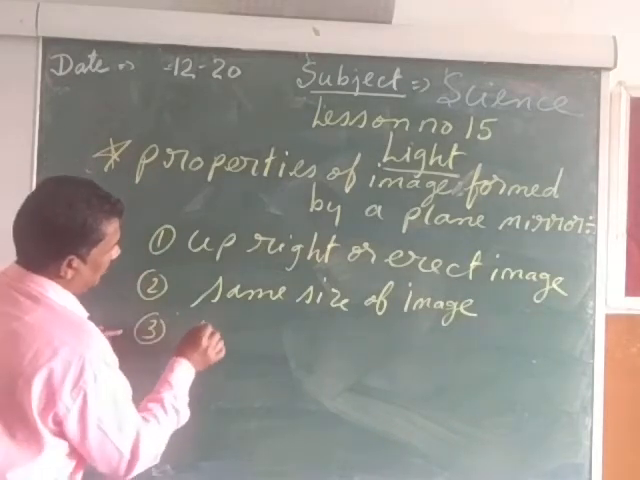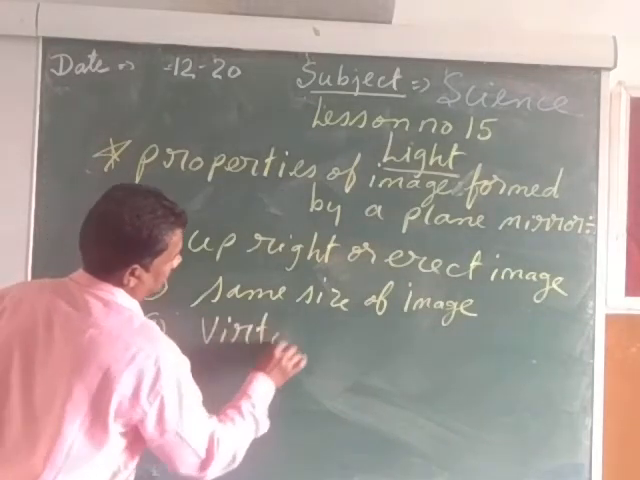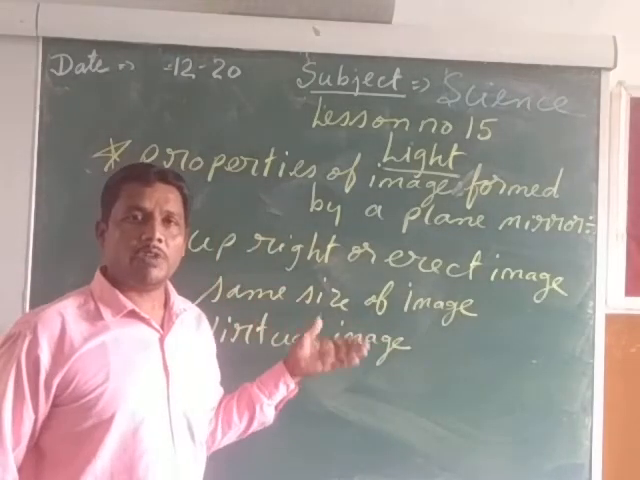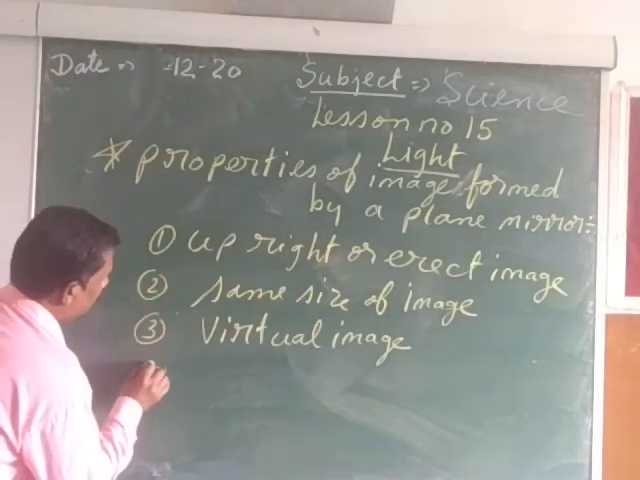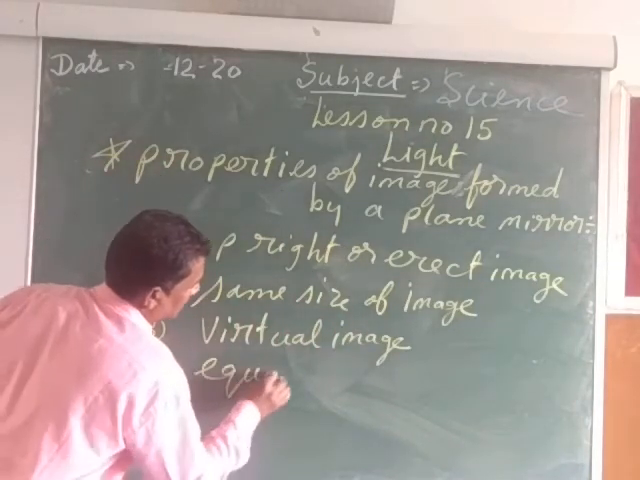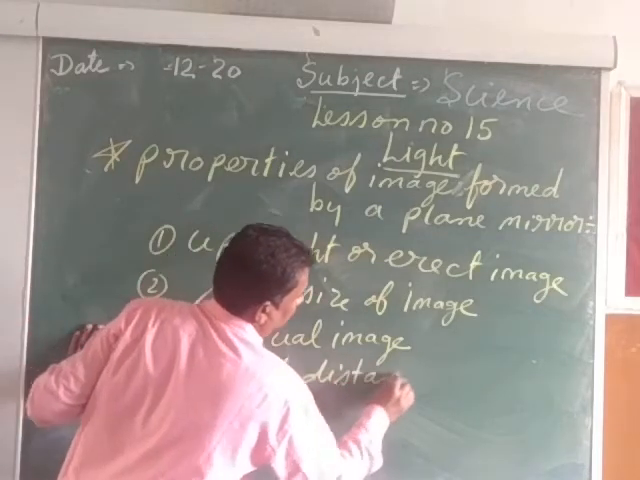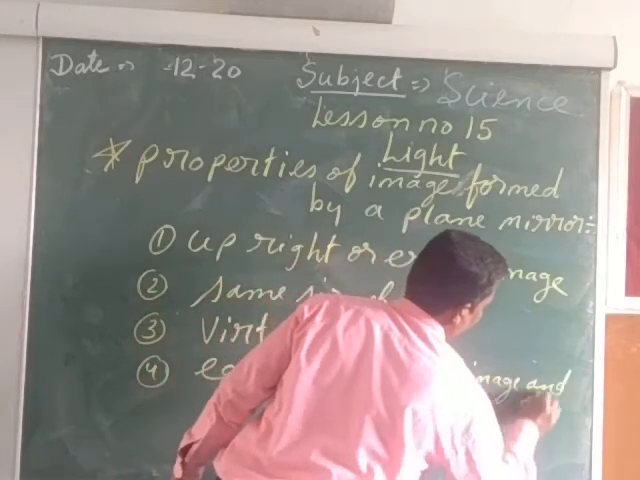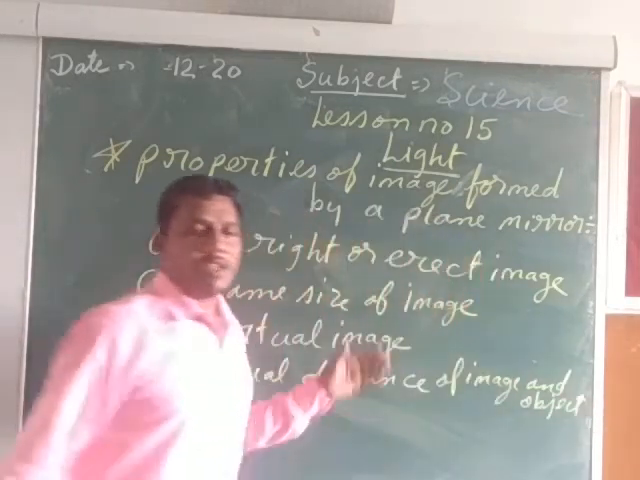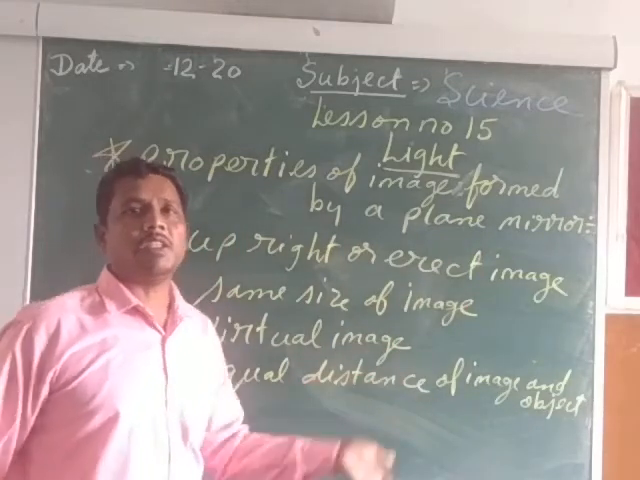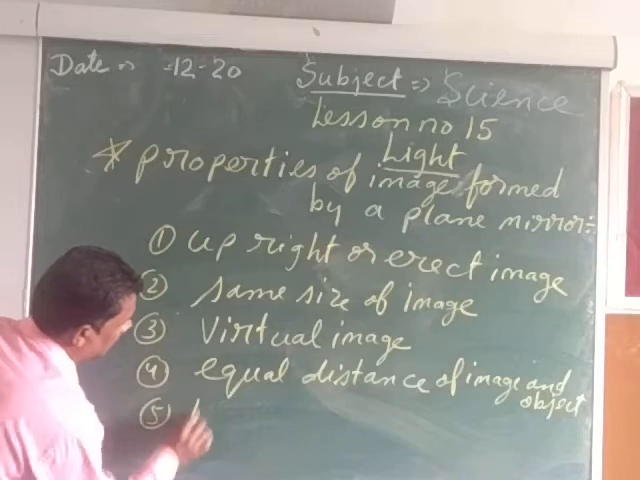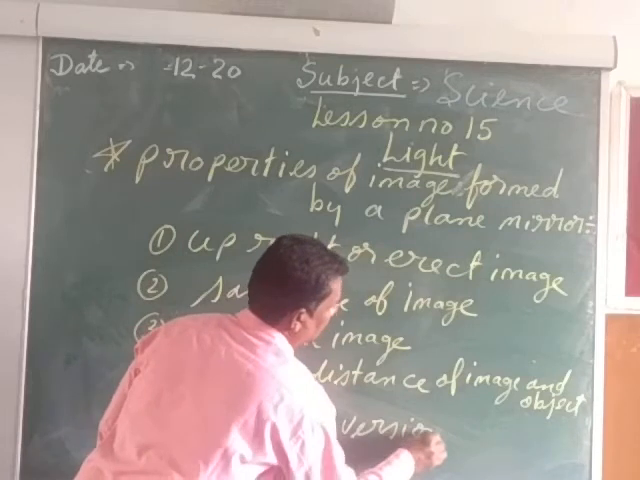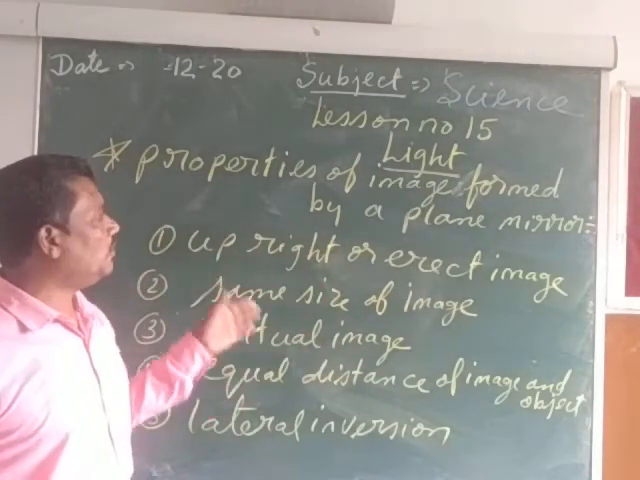Now third one, a plane mirror forms a virtual image. A virtual image is the image which cannot be obtained on the screen. Now fourth point, equal distance of image and object. So my child, whatever is the distance of the object in front of the mirror, the same will be the distance of the image inside the mirror. Now lateral inversion. So these are the 5 main properties of the image formed by the plane mirror.